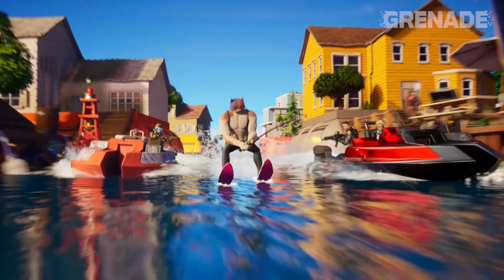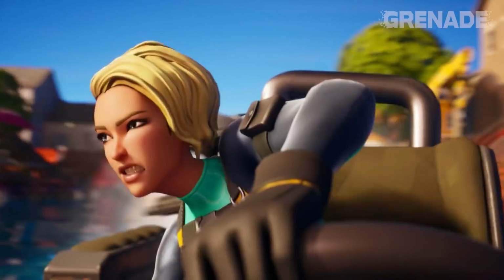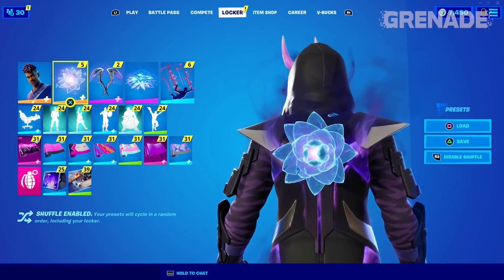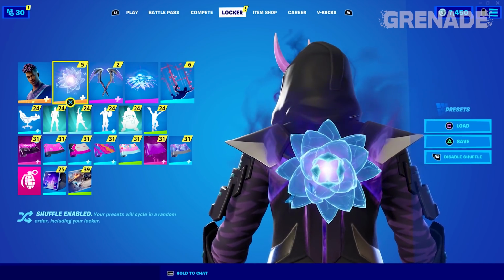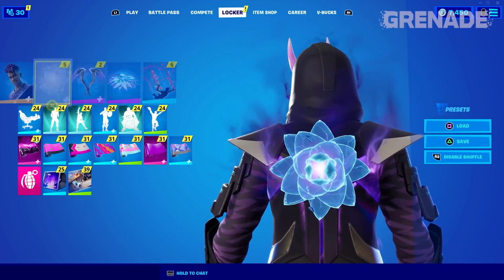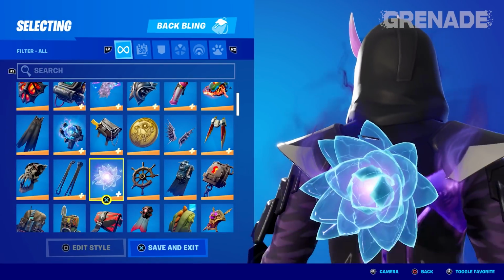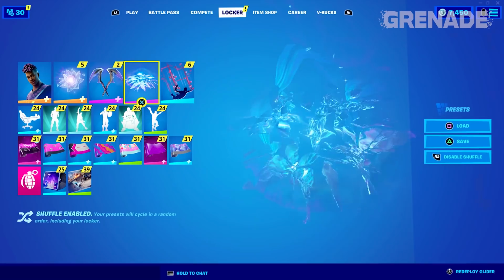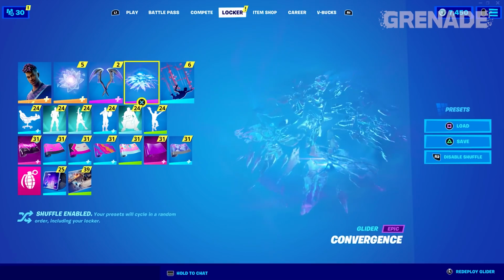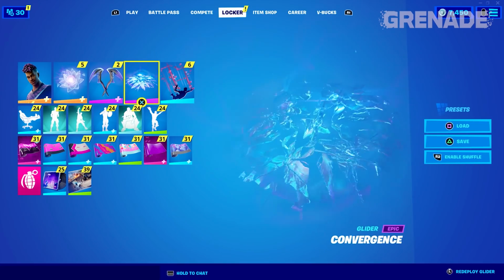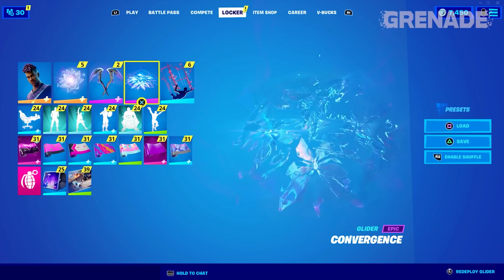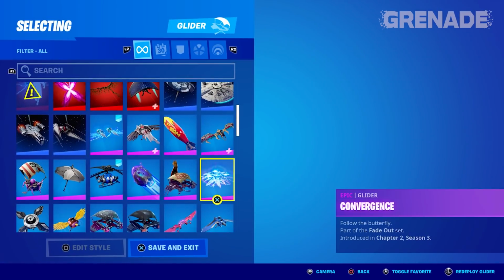During Season 3, the Fade skin was available, and take a look at the back bling. Infinite Bloom. Right in front of our eyes all along. You also may know that I constantly go on about the convergence theory in Fortnite. Well, look at the name of Fade's glider, the Convergence. Follow the butterfly. The answers have been right in front of our eyes all along. We just didn't know the questions.